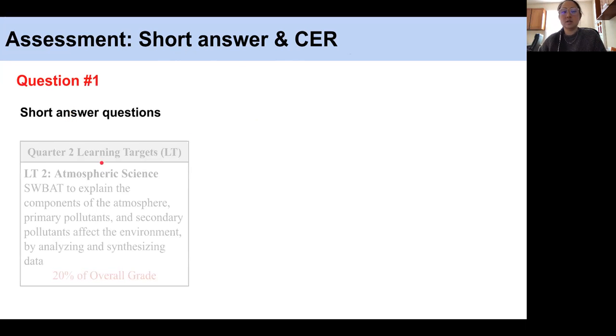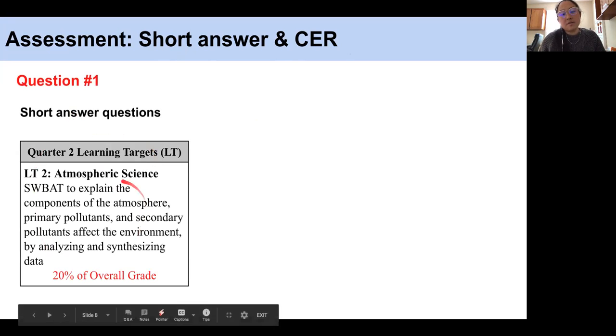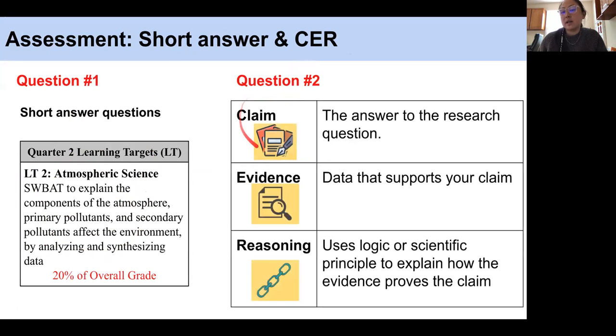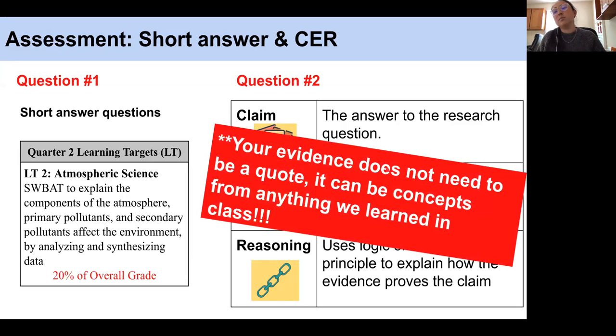The first question is going to be a short answer. In your short answer, you'll be demonstrating a couple of things that we've learned during your LT2 section, which is atmospheric science. For question 2, you're going to be writing your claim, evidence, and reasoning. So essentially, you're going to be writing another paragraph. What I want to specify about this CER and how it's different from last CER is that your evidence does not need to be a quote. It can just be concepts from anything we learned in class.